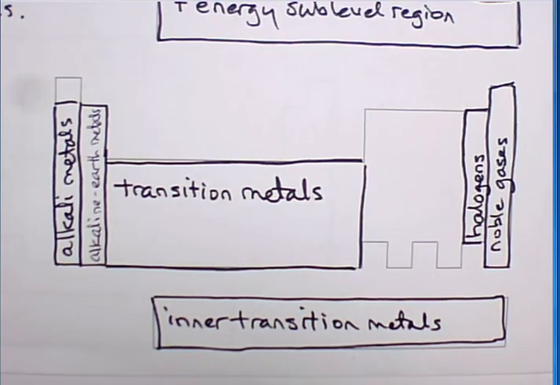So, inner transition metals. Those aren't the ones that have the highest atomic number, but they are among the highest. Let's look at that on the periodic table for a minute. Let me show you why they're called inner transition metals. Everybody got the periodic table out?